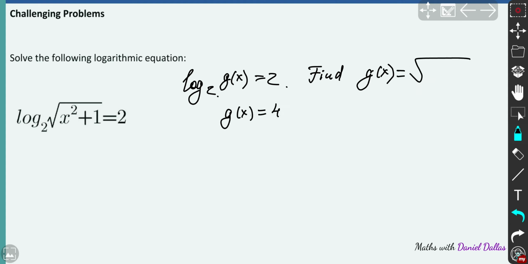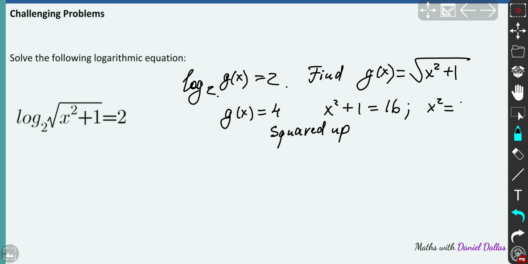Because g(x) is the square root of x squared plus 1, we come back and say that x squared plus 1 is equal to 16, because we squared both sides. Okay, how to find x squared? x squared is just 15. How to find x itself? It is plus or minus the square root of 15. You're not asked to calculate, so I leave it as a surd. So that's my answer in the form of a surd.